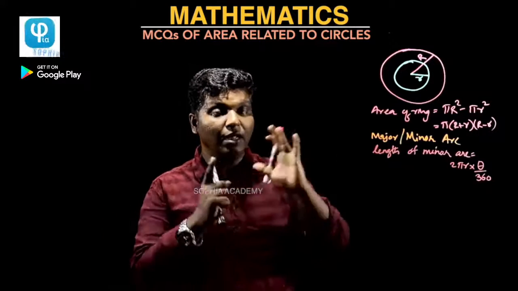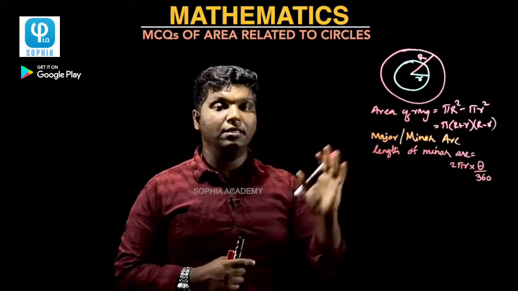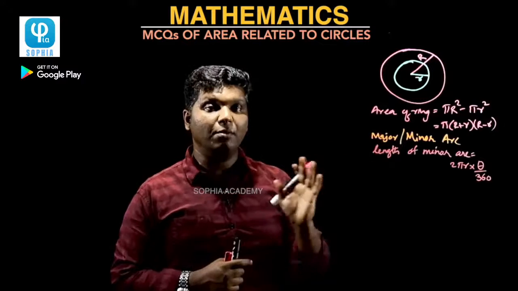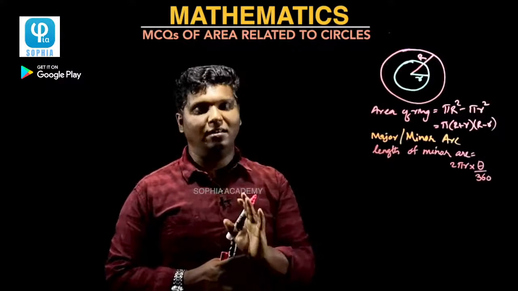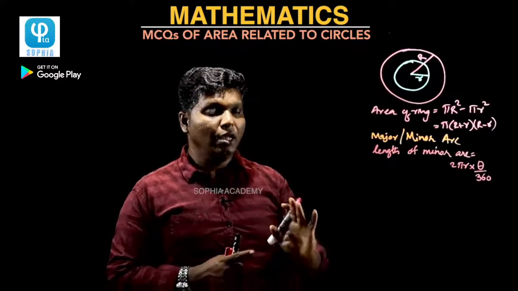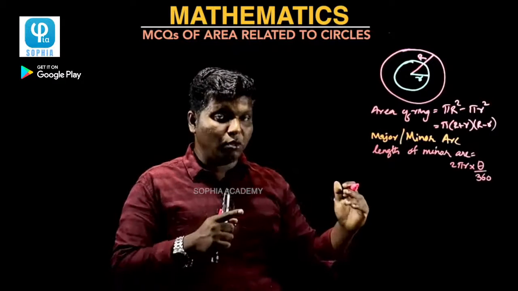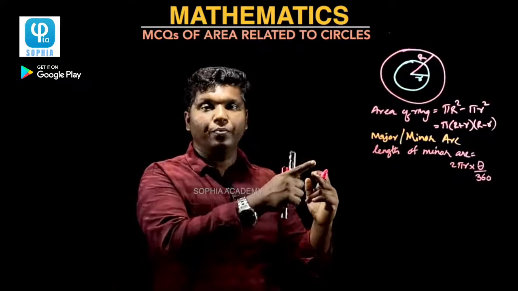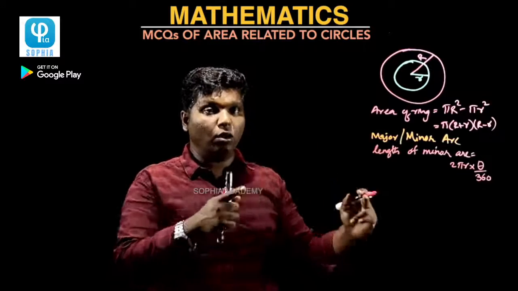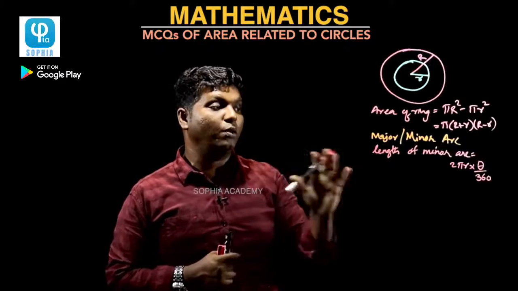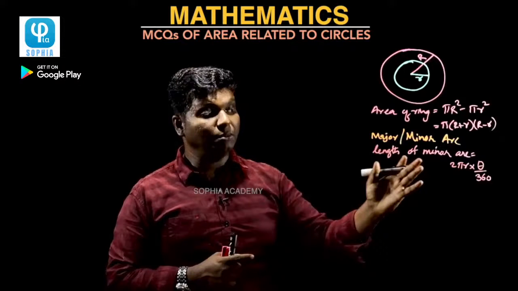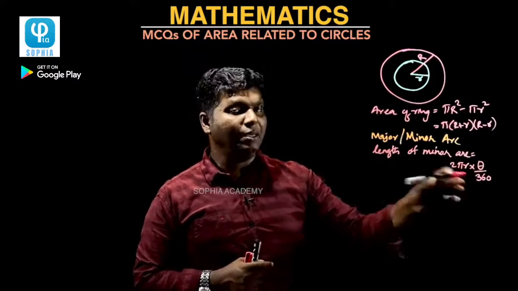Whenever a particular sum regarding this chapter is given, definitely theta will be the angle, the measure of the central angle. Whenever you're taking an arc, if you're joining two chords or two radii towards the center, the angle inscribed within is what we call theta. So every time theta will be given. So keep this theta by 360 in mind.